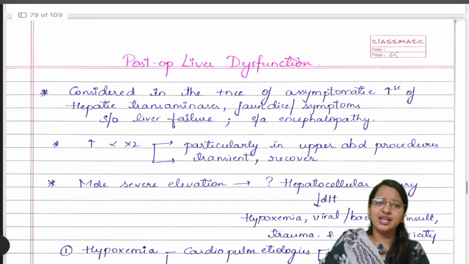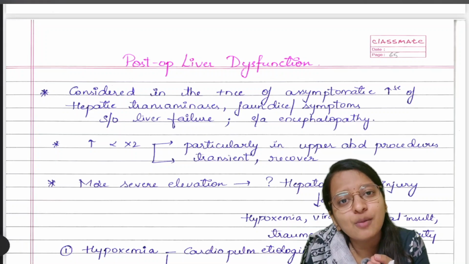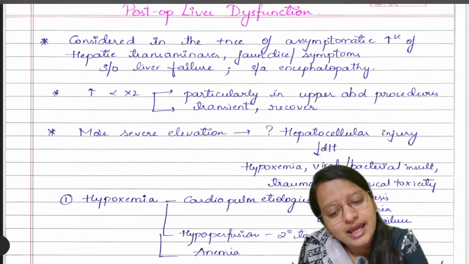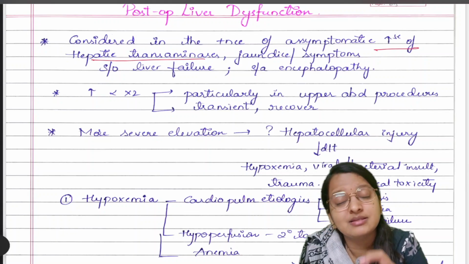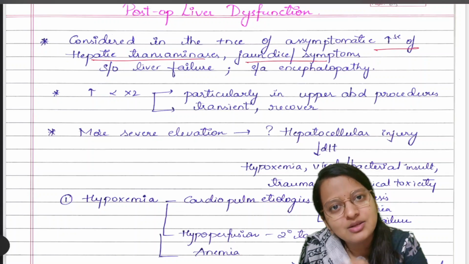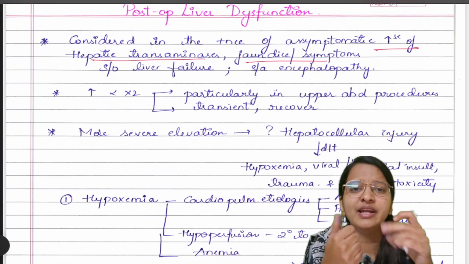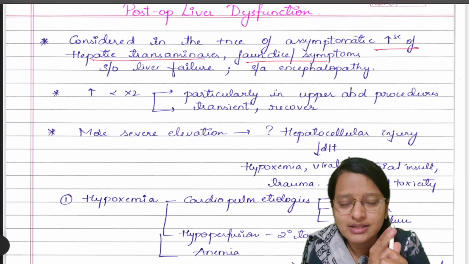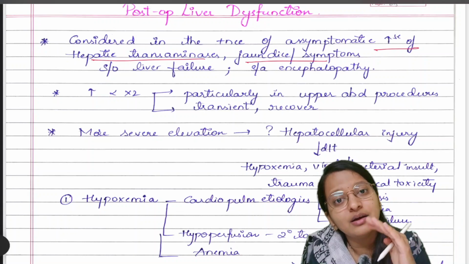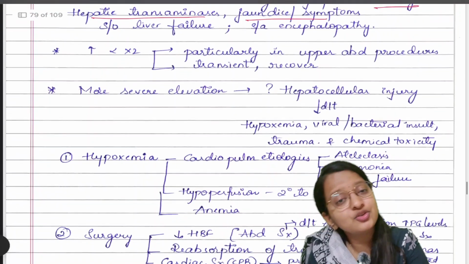So having taken so much care, there might still be chances for post-op liver dysfunction. This is nothing but increase of hepatic transaminases, that means hepatic liver enzymes, or presence of jaundice or symptoms such as encephalopathy or heart failure. If any symptoms, signs, or labs are showing hepatic dysfunction in the post-op period, it is a post-op liver dysfunction. When should I consider it?